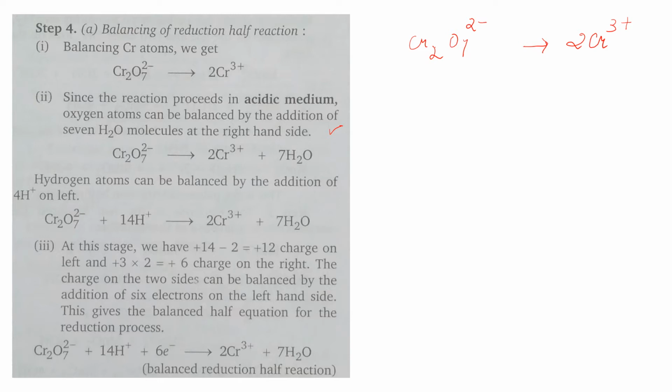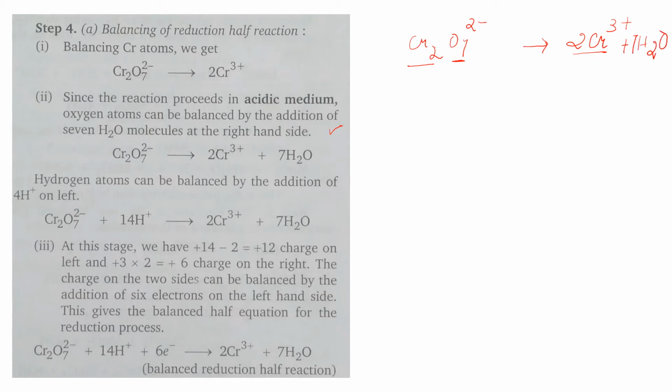Before this, we have to see the element which is undergoing oxidation or reduction, whether it is balanced or not. So here Cr is 2, here also 2 Cr. That means it is already balanced. So I need not balance Cr. Now straight away I can go for oxygen. Here I have 7 oxygen, and in the right hand side I have no oxygen. So the right hand side is deficient of 7 oxygen. So I have to add 7 H2O in the right hand side.